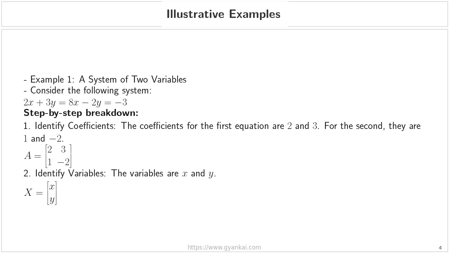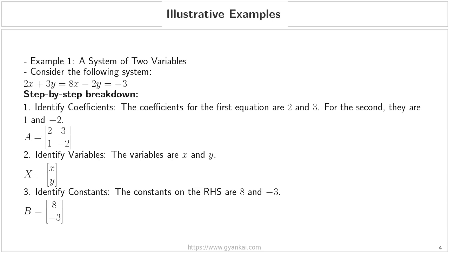Next, we identify our variables for matrix X. In this system, we are solving for X and Y. As we learned earlier, this must be written as a column matrix, so we have X over Y. Third, we look for our constants to create matrix B. These are the values on the right-hand side of the equals sign. For our first equation, it is 8, and for the second, it is negative 3. Again, we write this as a column matrix, with 8 over negative 3.